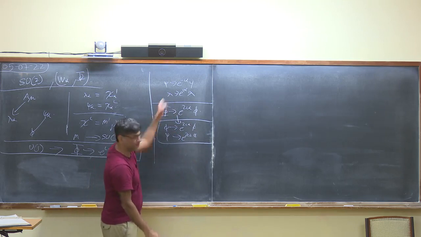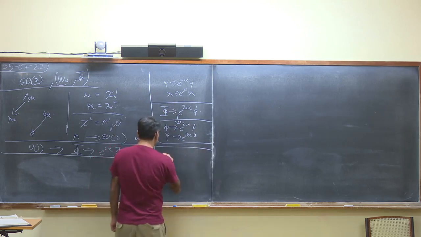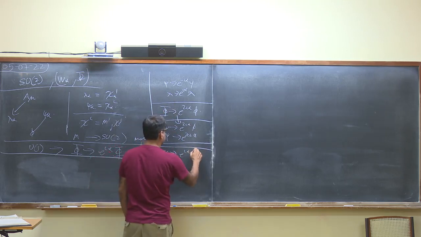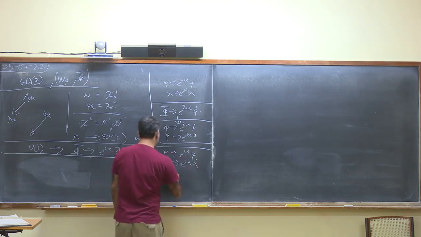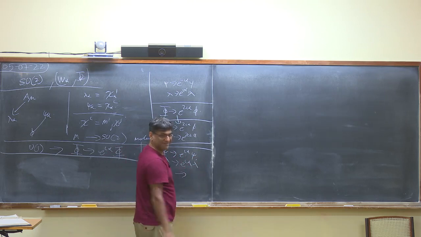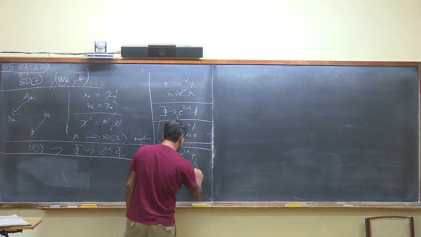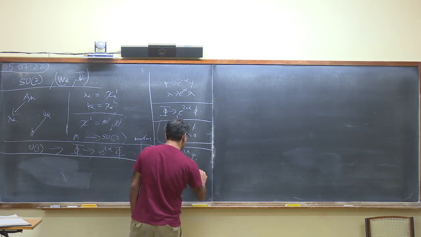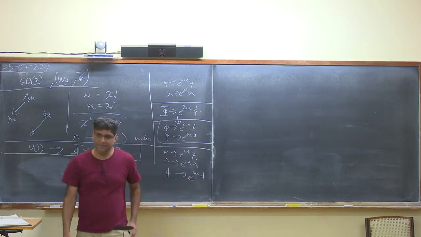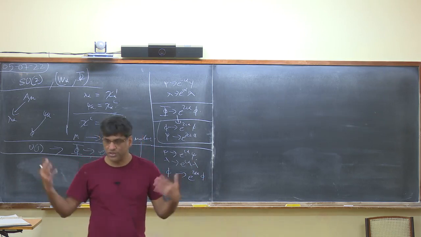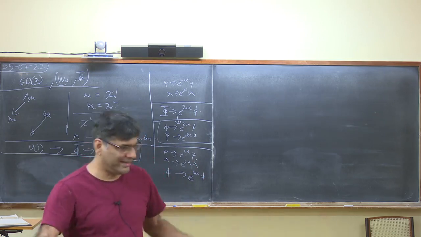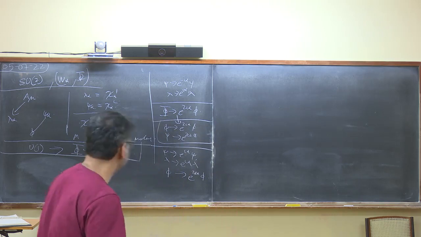So we combine this with this. The net result was psi goes to e to the power i alpha psi, lambda goes to e to the power i alpha lambda, and phi, the scalar part, not the full supermultiplet, goes to e to the power 2i alpha phi. So it acted on the fermions to lift this SU2 to a U2, but it also had some action on the scalar part.